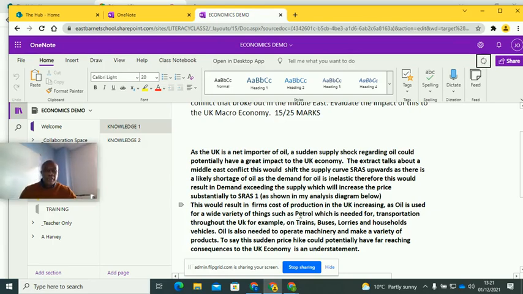This would result in firms' cost of production in the UK increasing, as oil is used for a wide variety of things, such as petrol, which is needed for transportation throughout the UK. For example, on trains, buses, lorries, household vehicles. Okay, oil is also needed to operate machinery and make a variety of products. To say this sudden price hike could potentially have far-reaching consequences to the UK economy is an understatement.